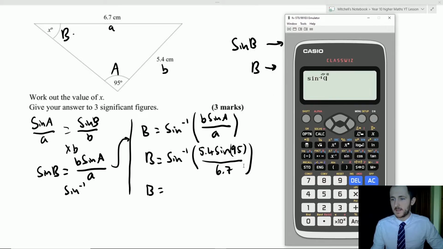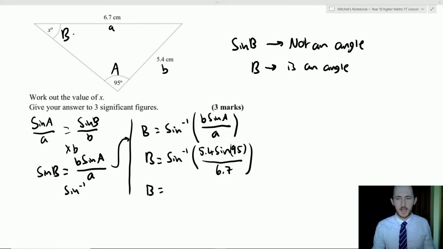So then all we need to do is fill in the rest of this. So fraction button, because that's the next bit. Then you put the 5.4, sine 95. So for those of you that have just joined, we're just doing the sine rule. If you want me to go over it, I'll go over this question one more time. But if you're okay, then just let me know. Go down, 6.7. And then close bracket, equals, done. 53.4. And again, 3 significant figures. So 53.4. The units are degrees. Okay.